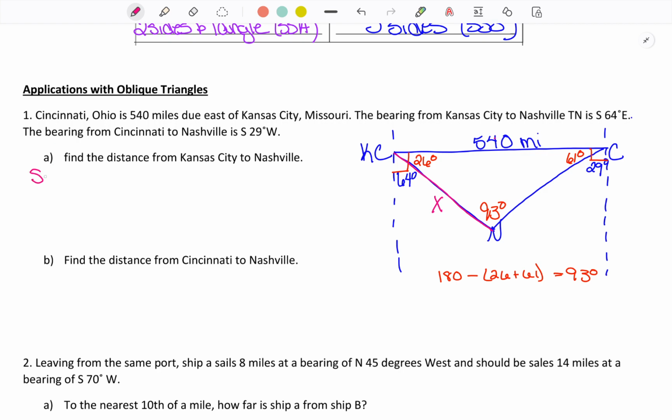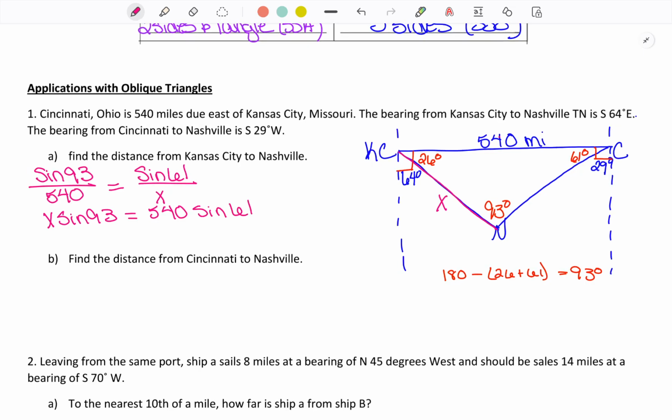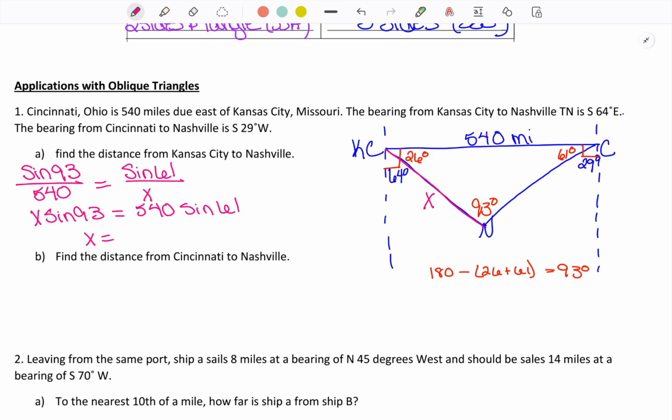So we have the sine of 93 over 540 equals the sine of 61 over x. So we have x times the sine of 93 equals 540 times the sine of 61. And then we're going to divide by the sine of 93. And so that gives us 472.9 miles. So x is 472.9.